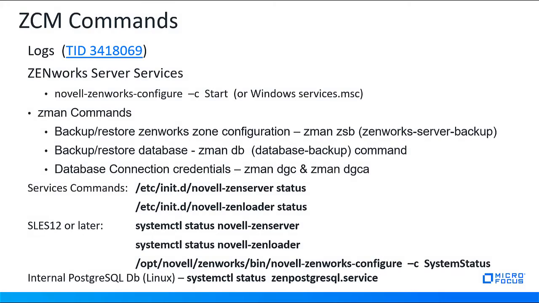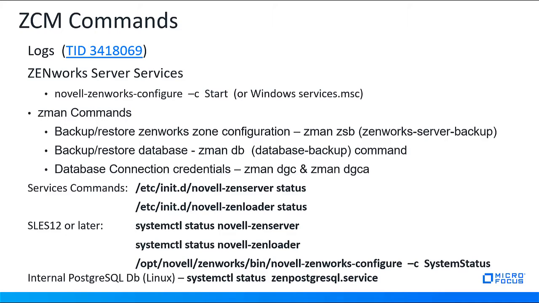ZCM commands you could use. Remember the TID has some of those, 341.8069. You can use the Novell ZenWorks configure -c start, and you could use that on Linux or Windows, or the Windows Services MSC. Some Zman commands you could use. If you want to back up your ZenWorks zone configuration, not your database, but your configuration, you can use Zman ZSB. If you wanted to back up your internal database, if you're using one, Zman DB.